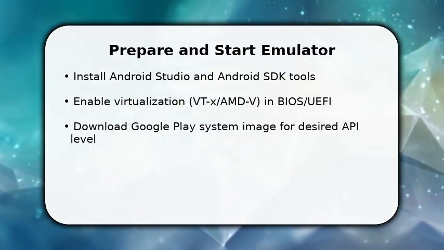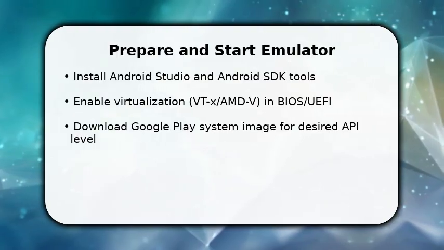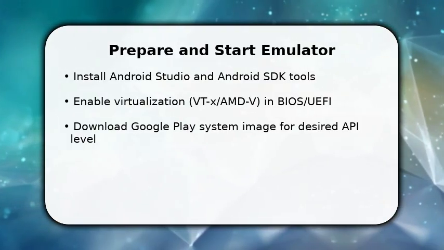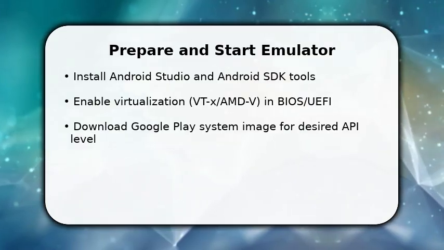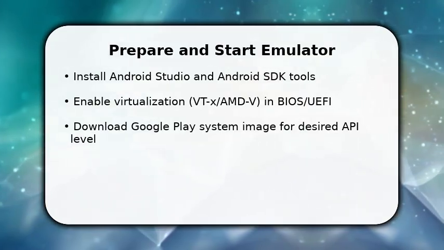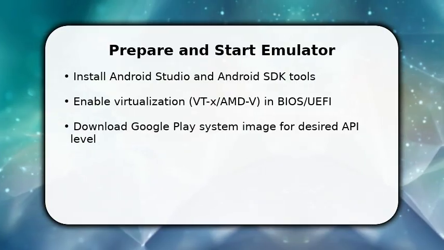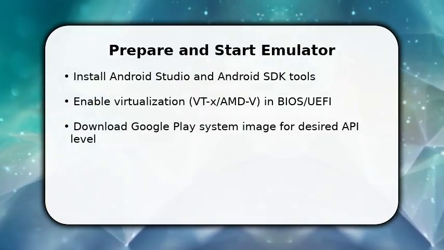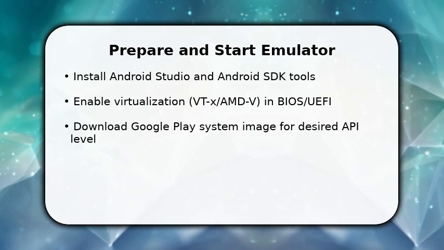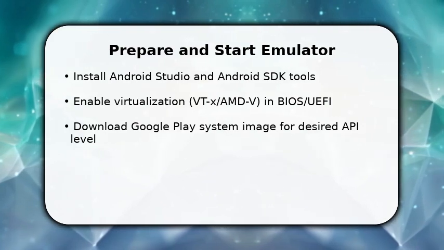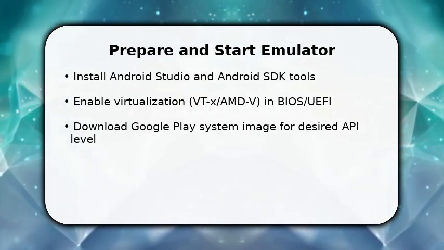Once done, open AVD Manager and choose a device profile, then select a Google Play System image for the Android API you want. This gives you Play Store access and app compatibility. Make sure disk space is available and that you pick a x86/x64 image for optimal performance.